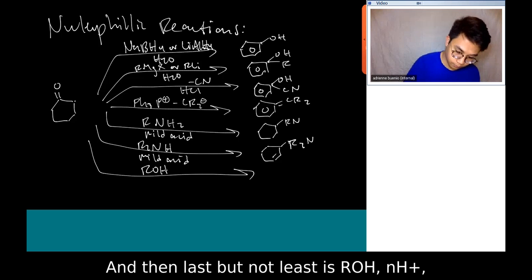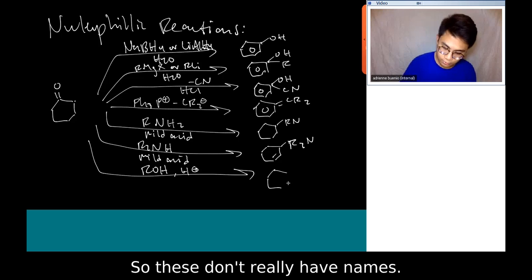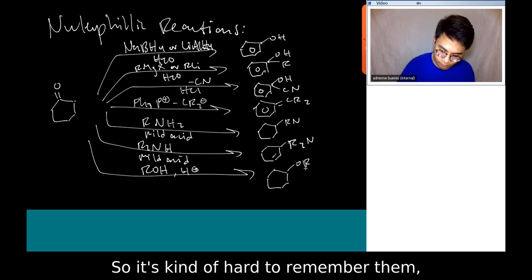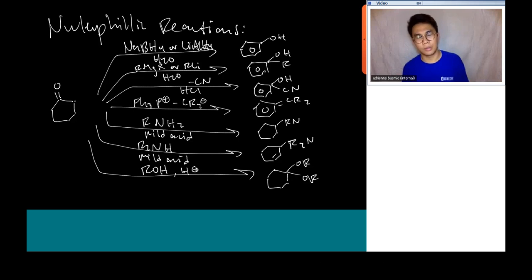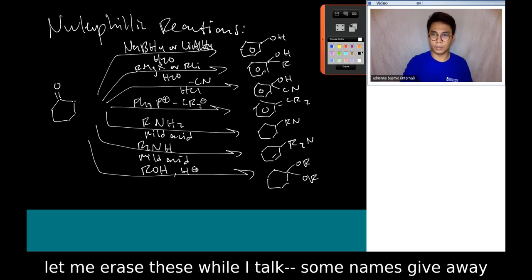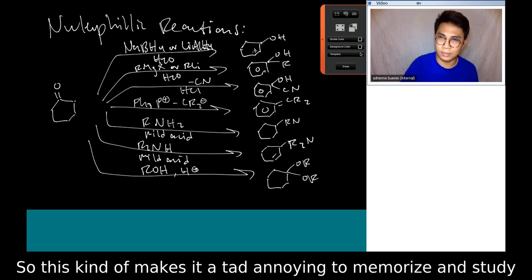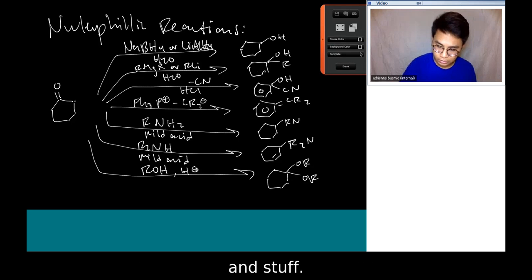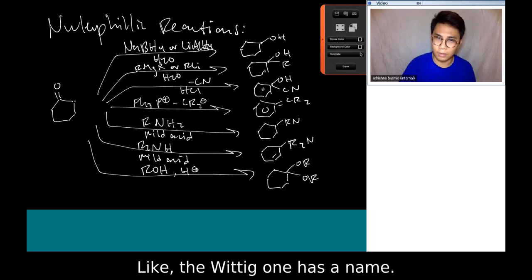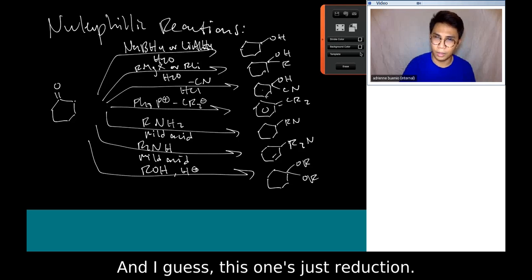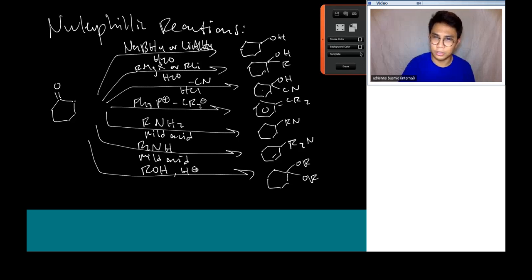And then last but not least is ROH and H+, which is what we saw earlier. So these don't really have names, so it's kind of hard to remember them or pinpoint them, because some names give away the reaction. But these don't have names, so this makes it a tad annoying to memorize and study. But some of them have names, like the Wittig one, and I guess this one's just reduction. And I guess the organometals have names, right?